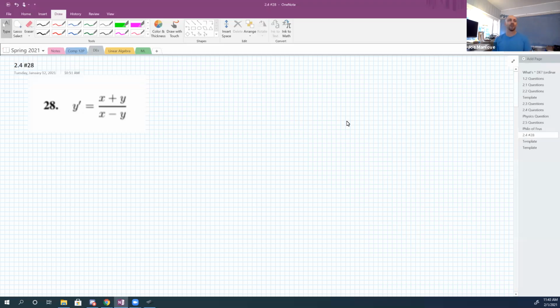All right, let's talk our way through 2.4, number 28, more or less. So one, they do tell us that this is a homogeneous nonlinear equation. You guys all believe that this is nonlinear? Yes. How can you tell? It wouldn't be continuous at x and y equals 0.